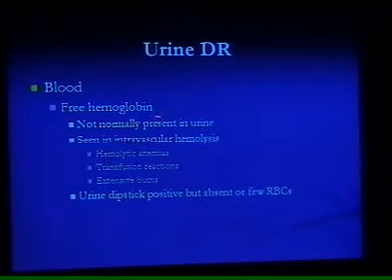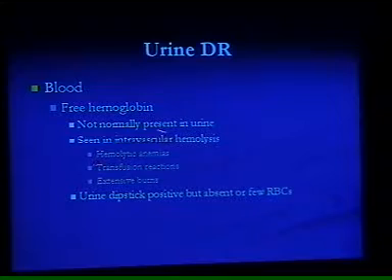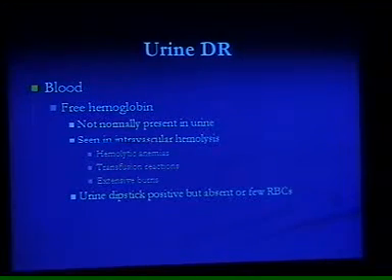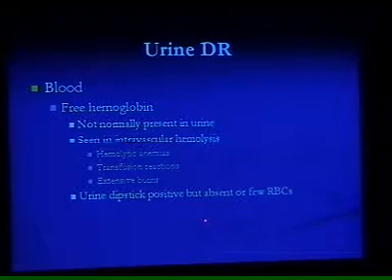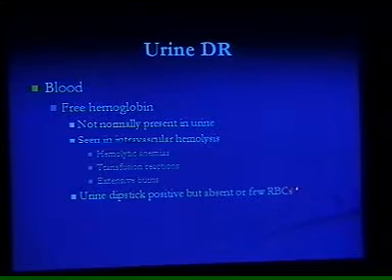Hemoglobinuria can also cause red urine, and the common causes are hemolytic anemia, transfusion reactions, or in cases of extensive burns. In this case, urine dipstick will be positive for blood, but when you do the microscopy, you will see that there are no RBCs or few RBCs.